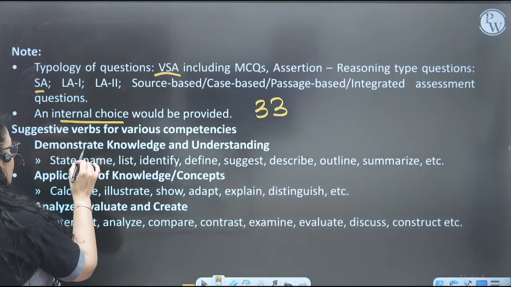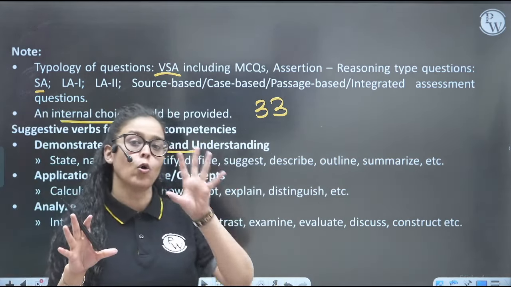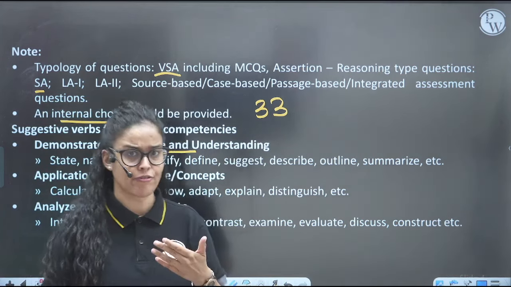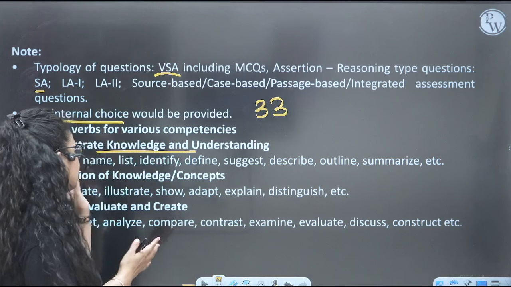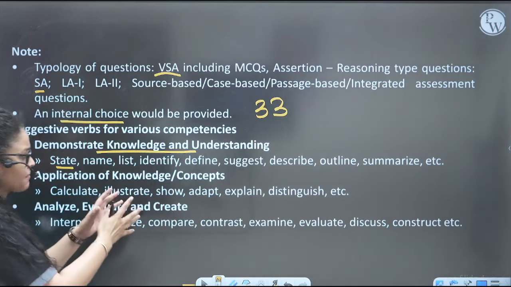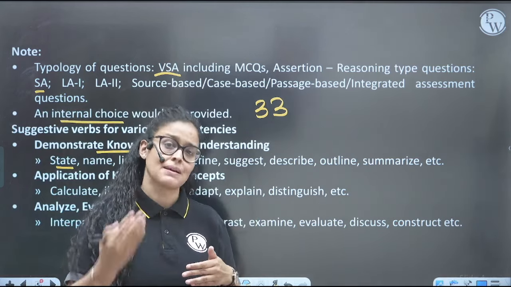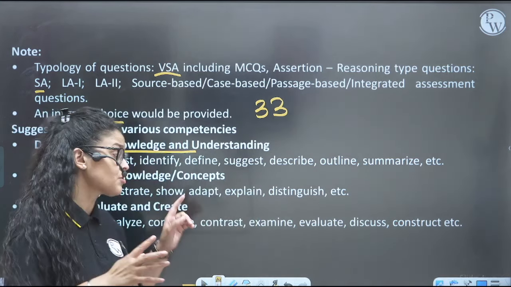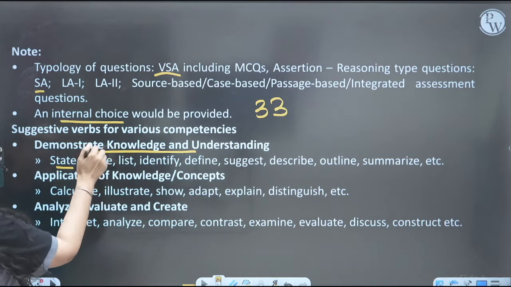So next, demonstrate knowledge and understanding, which carries 50% weightage in the whole question paper. So what are these kinds of questions? These questions will ask you to define something, state names, make a list, identify something, suggest, describe, summarize. So they will ask you such questions in the demonstrate knowledge category.